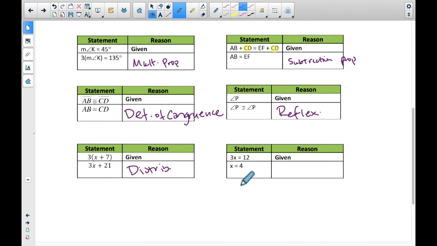And this one, what did we do? We divided by 3 on both sides. That's the division property. Okay, that was a quick couple of samples. We'll do some more practice in class.